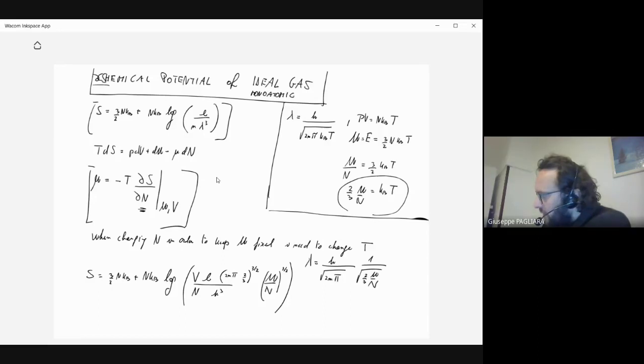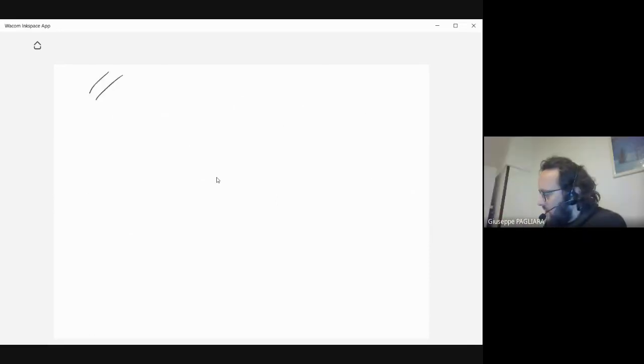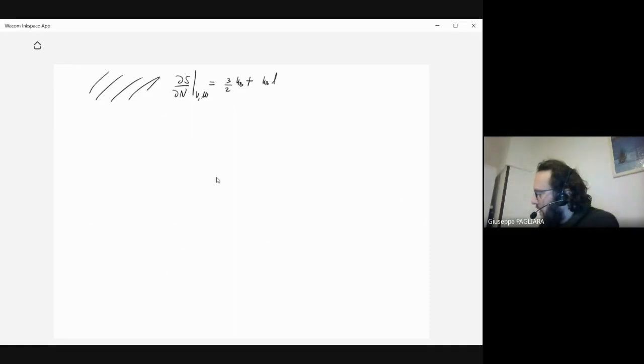Now we can compute correctly the derivative. So let's make the derivative of S with respect to N at fixed volume and fixed internal energy. By using the formula that we had before, I get a 3/2 k_B plus, I have a derivative with respect to N, so I get a k_B, and here I will get the same formula as before, so the logarithm of V e divided by N lambda cubed, which I do not need to specify at the moment because I'm deriving with respect to N.